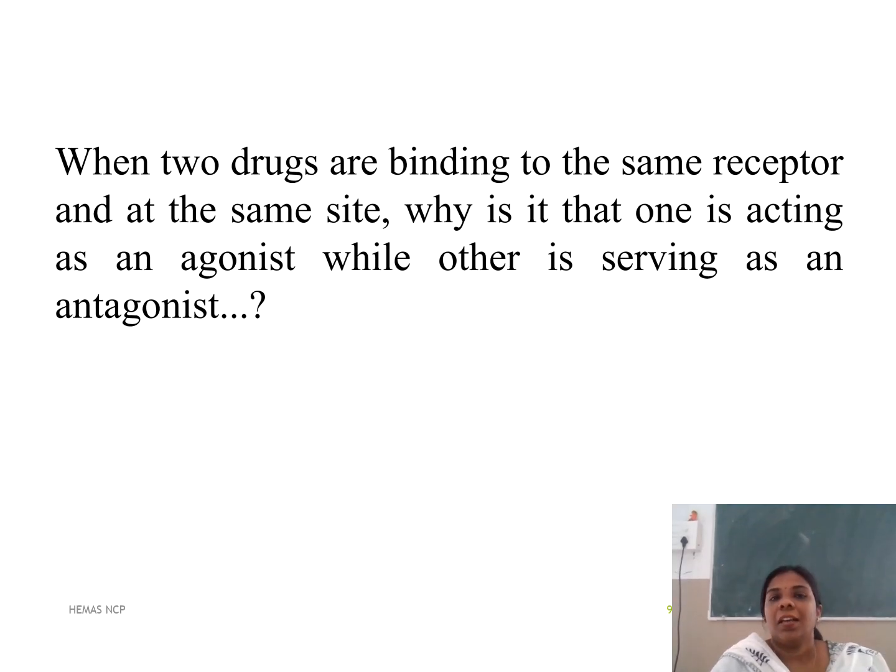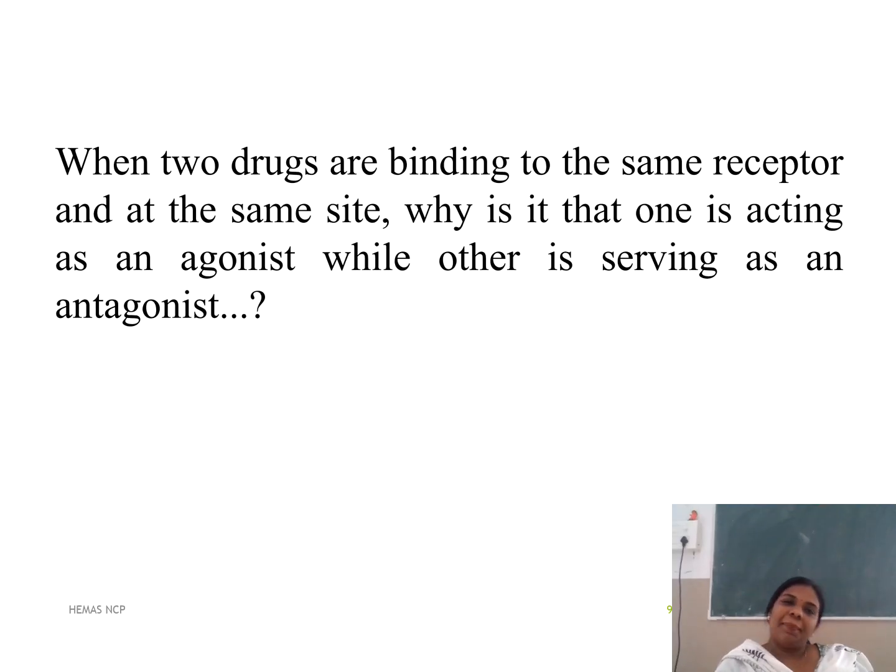So the receptor is like a locked door. The agonist is the correct key that will open the door. The antagonist is a key that fits inside but cannot turn the lock. Both fit the same lock, but only one can open it. So that is the difference.